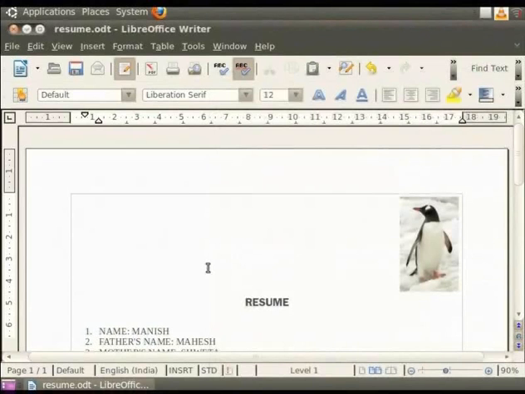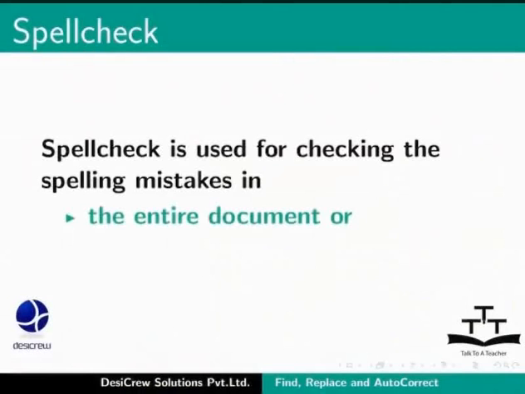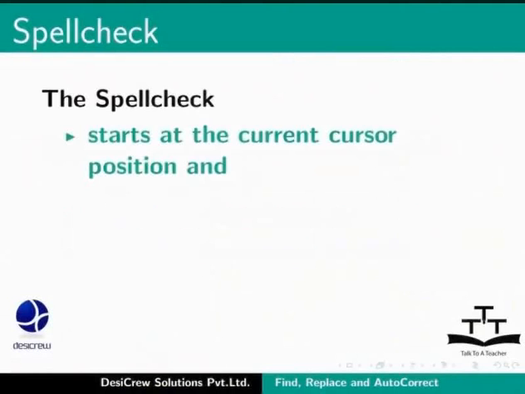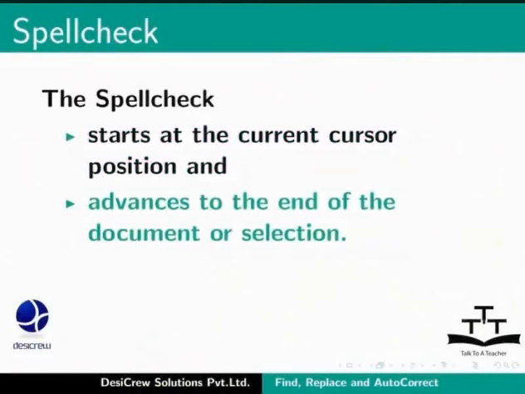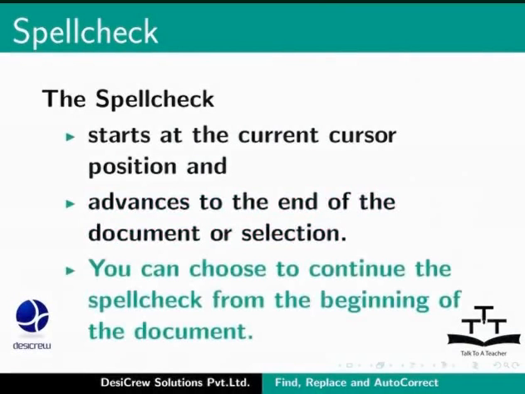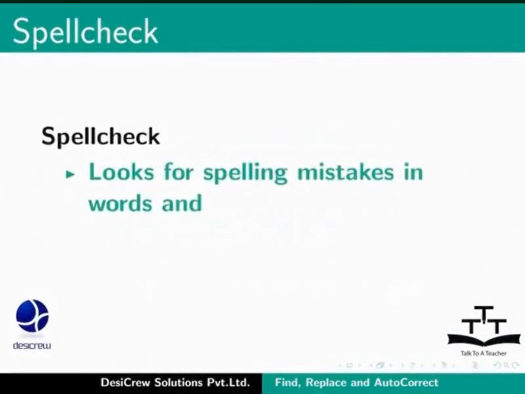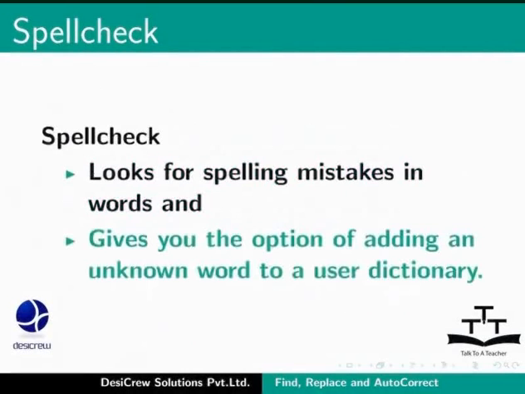After learning about Find and Replace feature, we will now learn about how to check spellings in LibreOffice Writer using Spellcheck. Spellcheck is used for checking the spelling mistakes in the entire document or the selected portion of text. The Spellcheck starts at the current cursor position and advances to the end of the document or selection. You can then choose to continue the Spellcheck from the beginning of the document. Spellcheck looks for spelling mistakes in words and gives you the option of adding an unknown word to a user dictionary. Let us see how it is implemented.